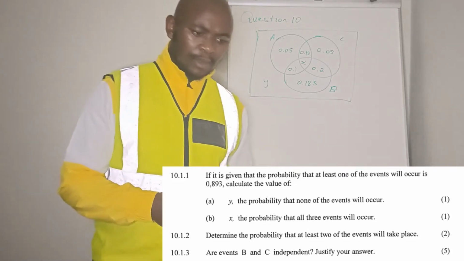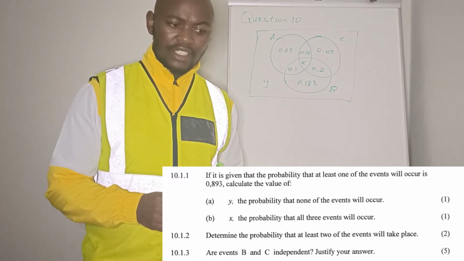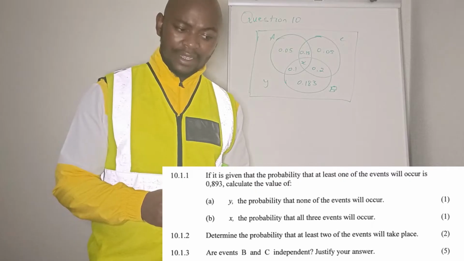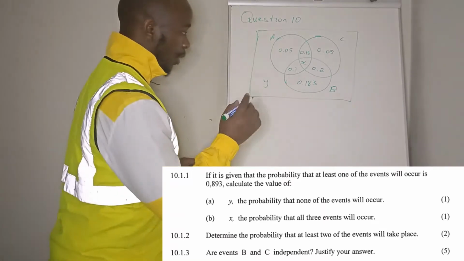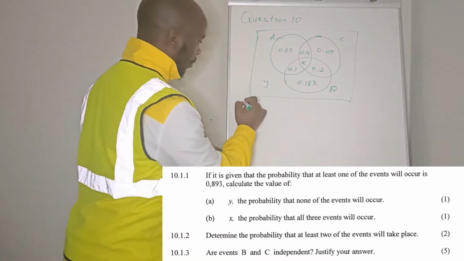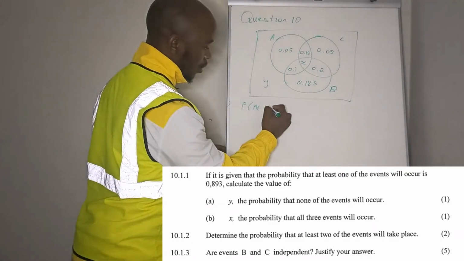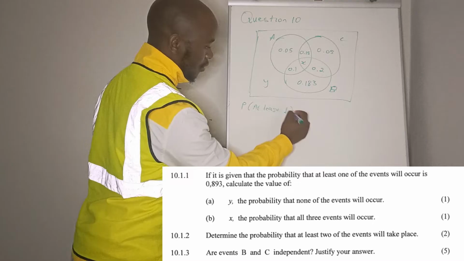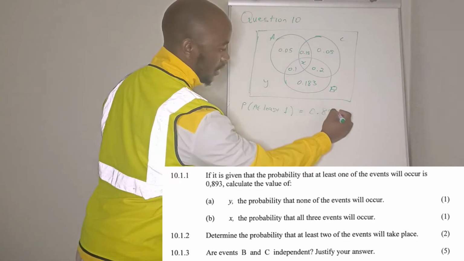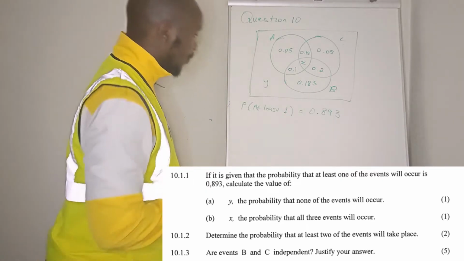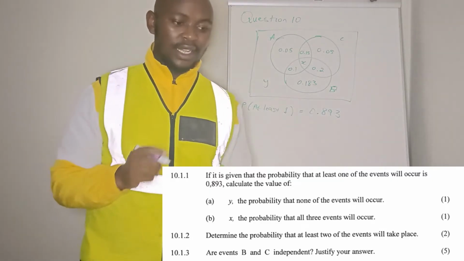So the first question reads as follows. If it is given that the probability that at least one of the events will occur is 0.893, calculate the following. So they are saying that the probability of at least one is equal to 0.893. All right. So the probability of at least one of the events occurring is 0.893.